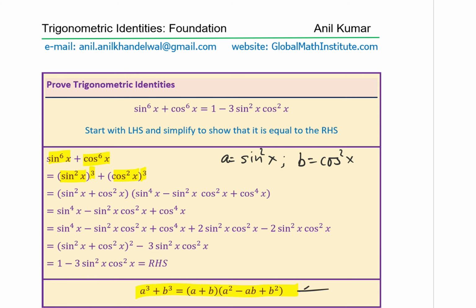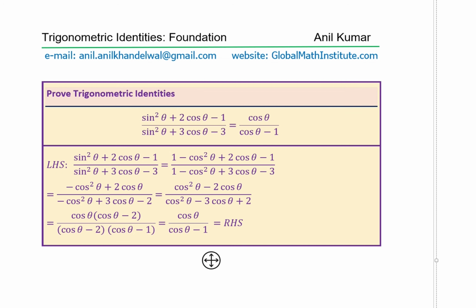Replace that in the given formula and simplify. You get the idea, and you'll get your result. That is how you could prove this particular identity. Let's move forward to question number 3.